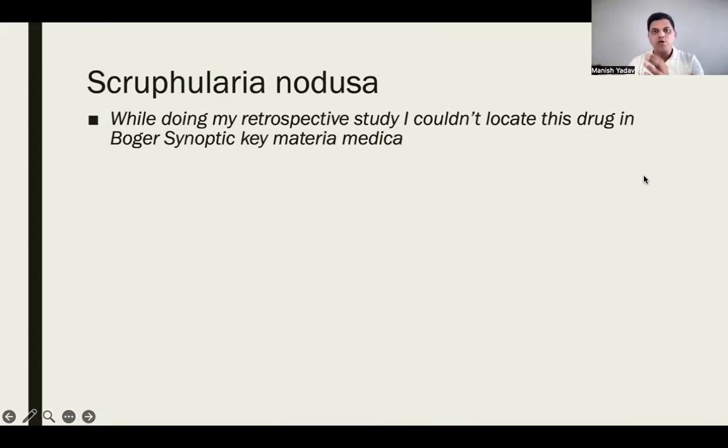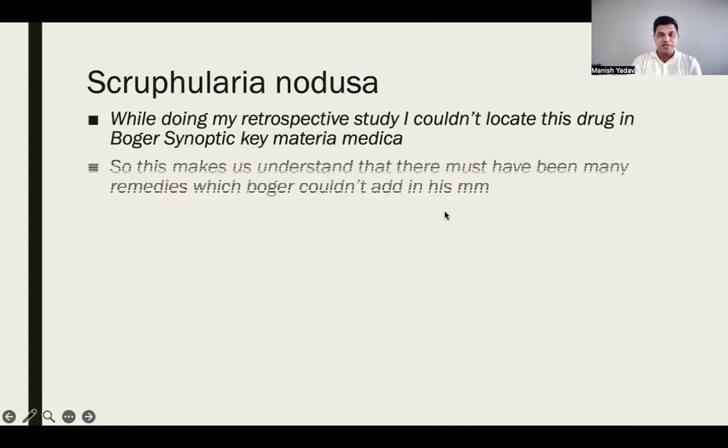The remedy itself, the Scrofula nodosa remedy, I could not locate in Boger. That was really strange. So what does that mean? This makes us understand that there must have been many remedies which Boger couldn't add in his MM. And that is why in the preface, the first foreword, where he talks about art and drudgery, he talks about more reference tools having to be used. In the first paragraph only he has said.